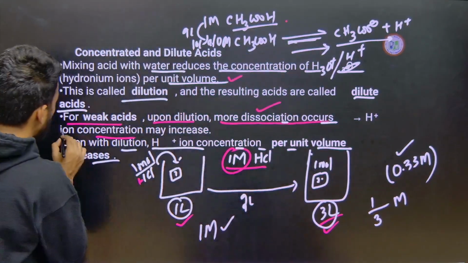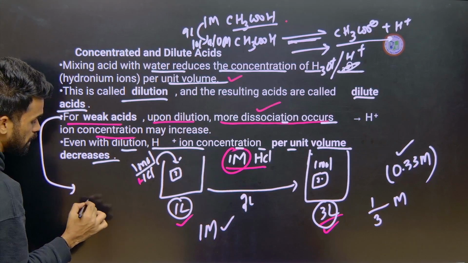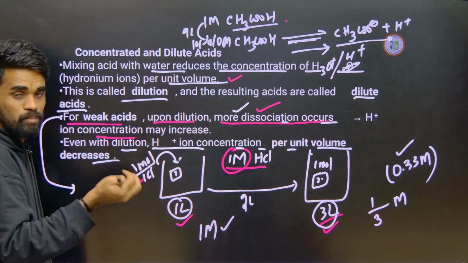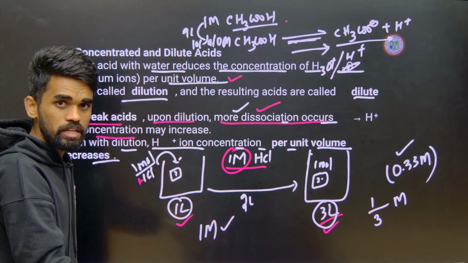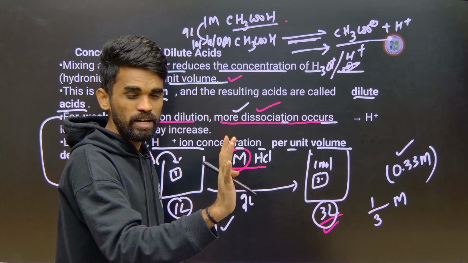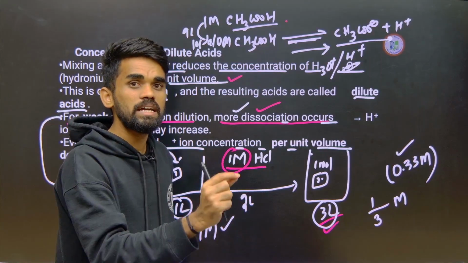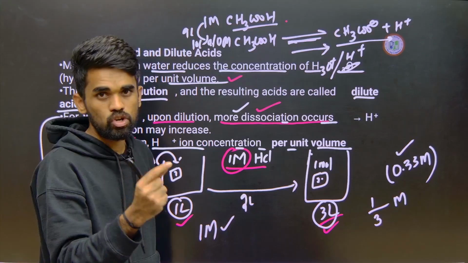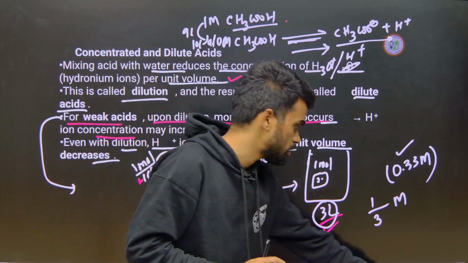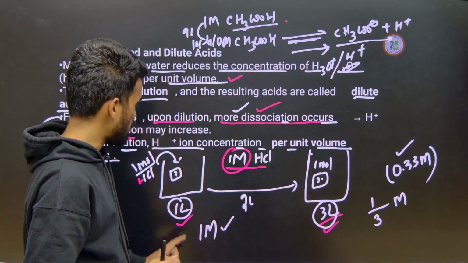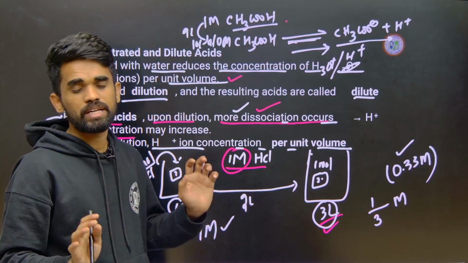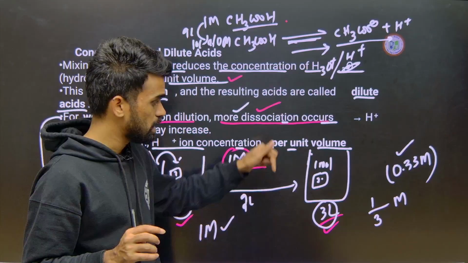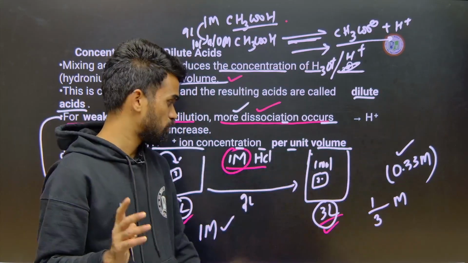So in the case of weak acids, the degree of dissociation of a weak electrolyte increases by dilution. It means by adding water, the degree of dissociation increases. This is fine, but the net resultant concentration decreases. Why? Because here volume is dominating. You can remember this: as volume increases, the concentration decreases.